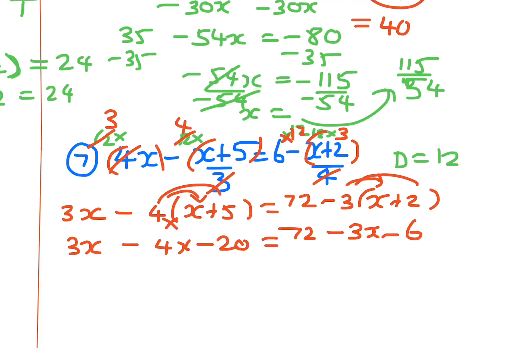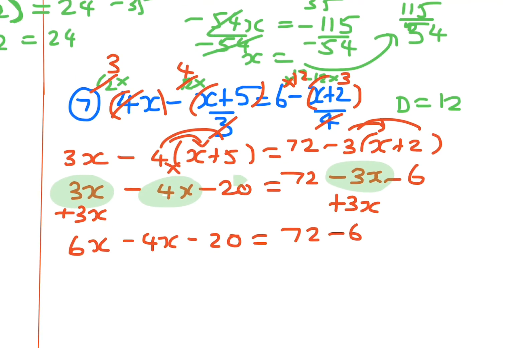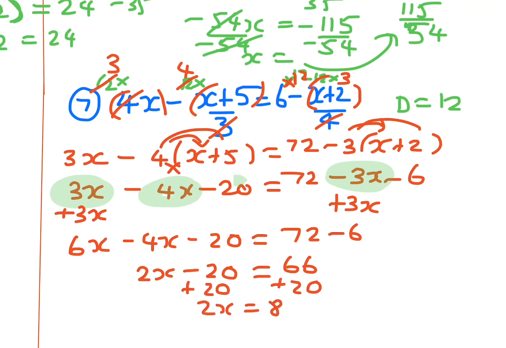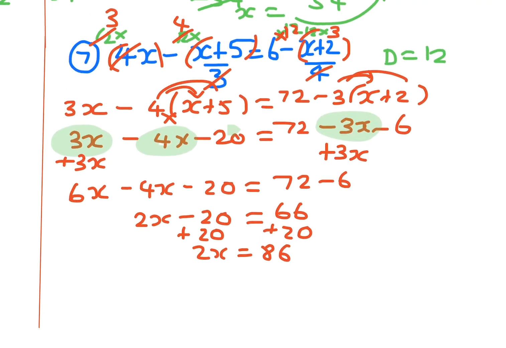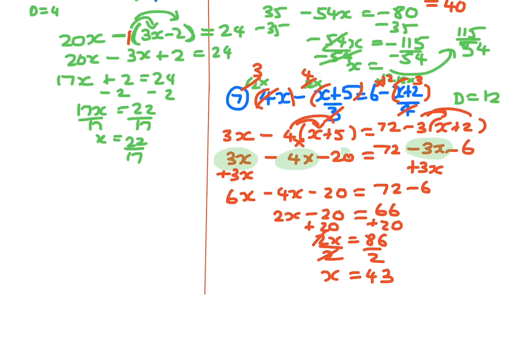Okay, so now what we need to do is we just need to collect all of the x's together, all the like terms. So if I get rid of the x on this side, I go plus 3x plus 3x. You get 6x minus 4x minus 20 is 72 minus 6. 6x minus 4x is 2x minus 20. 72 minus 6 is 66. And then plus 20 plus 20. 2x equals 86. And then divide by 2, divide by 2. X will be 43. And that's it.